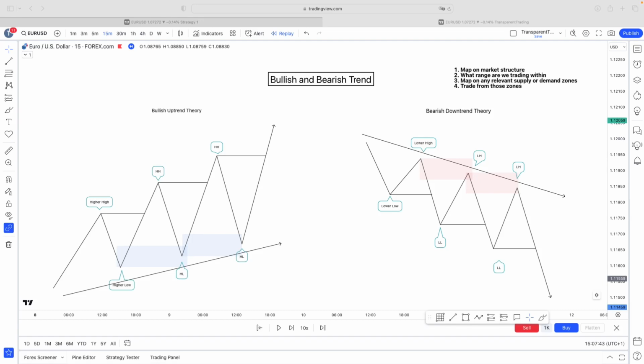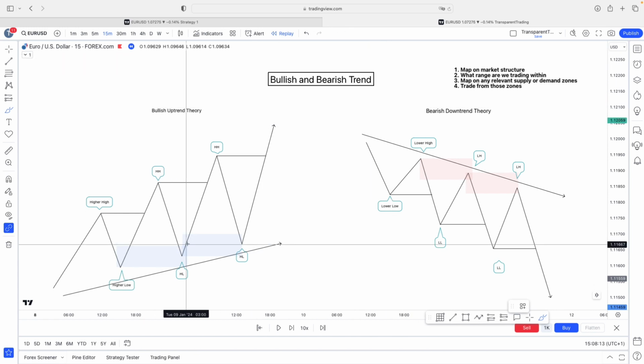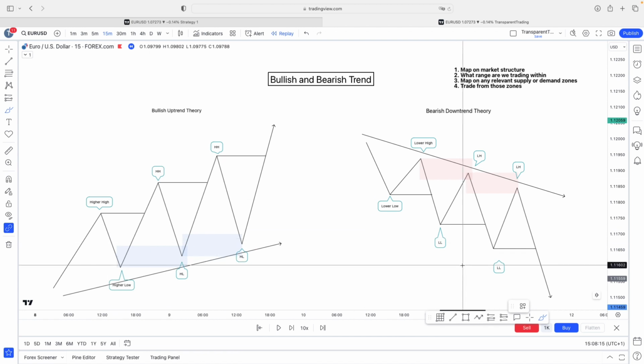So supply and demand zones are everywhere in the market. So how do we know then when we need to take a trade from these specific supply or demand zones? Well, we use our market structure as a basis for framing that trade idea, and then we mark on our demand or supply zones within our market structure.